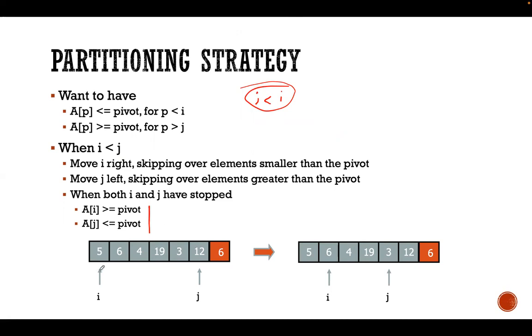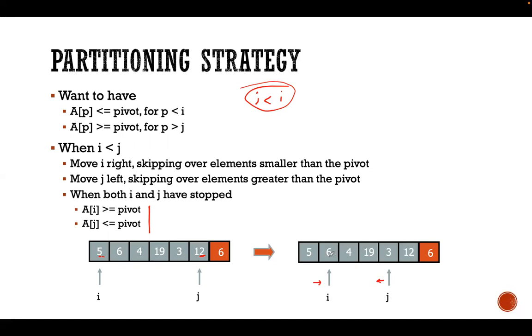For example, here we'll find 5 and 12. This is the correct location, so we're not going to do anything. We are going to only move i and j. We're going to move i and move j, because this number is less than the pivot and this is greater than the pivot. So don't do anything, just move i and move j.